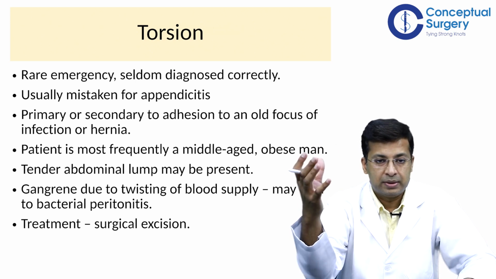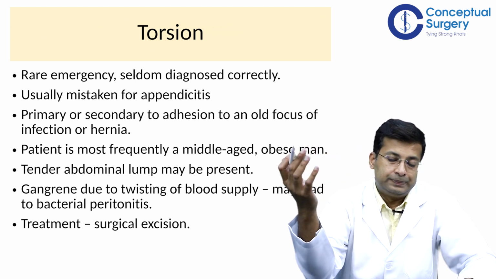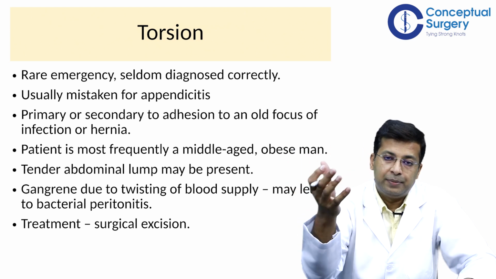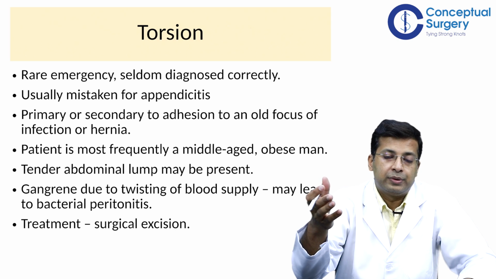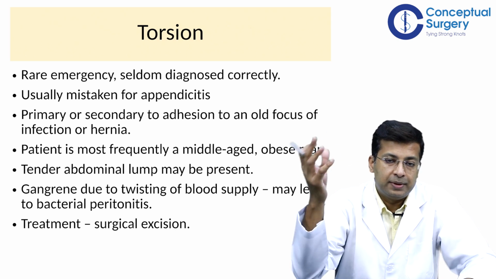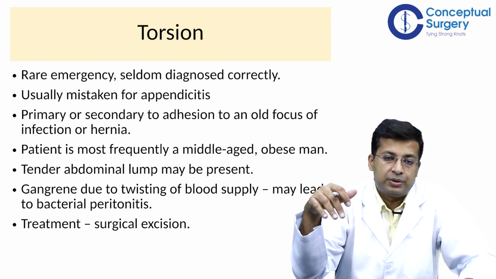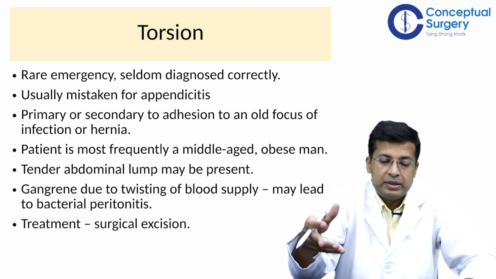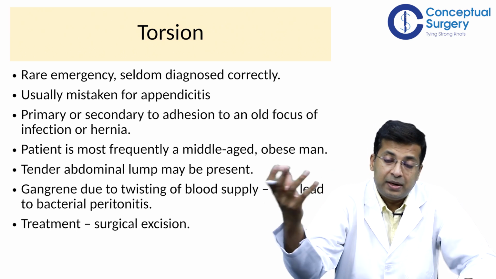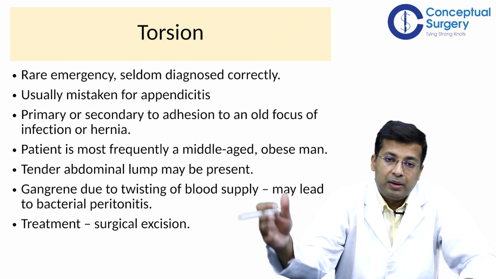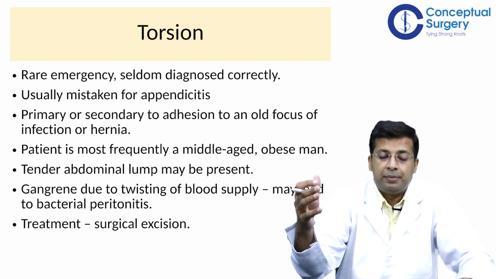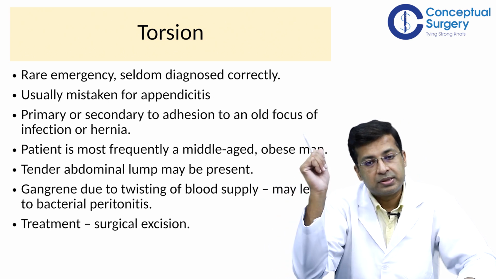to bacterial peritonitis. Now, whenever a patient with an abdominal emergency presents, and suppose you have diagnosed the patient as acute appendicitis, you open up the abdomen by a gridiron incision in the right iliac fossa, and when you see the omentum, the appendix is absolutely normal. So it is a dictum that you explore the terminal ileum in order to rule out a Meckel's diverticulum.